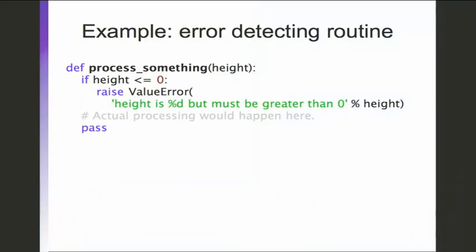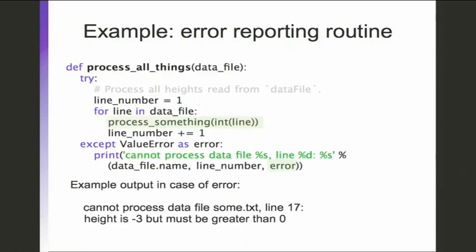Let's take a look at an example. We already know this routine. It processes something and gets a height variable or a height parameter and raises an exception if it is not in the valid range. Here's a routine that would process height values it gets from a file. So basically it opens a file, reads a line, converts it to an integer and checks for errors. If everything goes right, there is no exception.